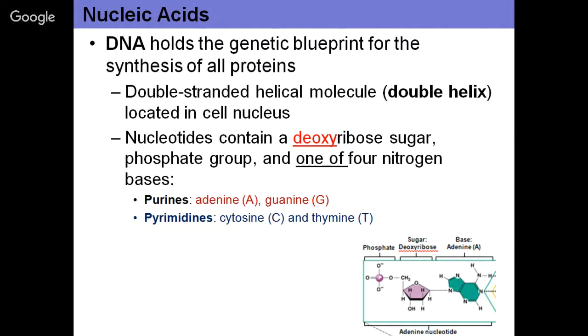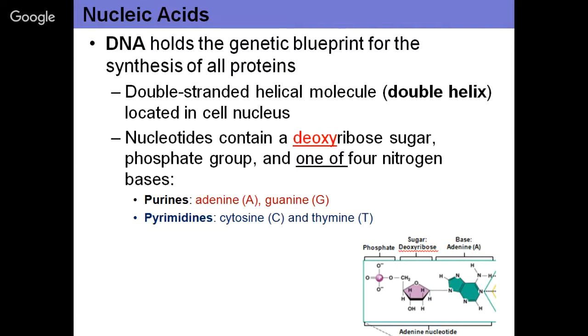DNA holds the genetic blueprint for the synthesis of all proteins. It is a double helix, and it is located in the cell nucleus. Also, some organelles like mitochondria contain a part of DNA, but for genetic purposes, the genes, or the blueprint for the individual, are in the nucleus.